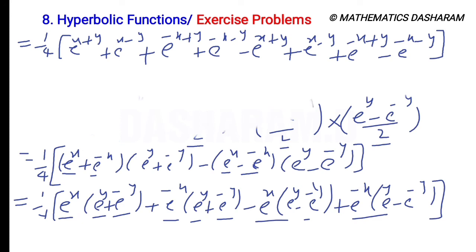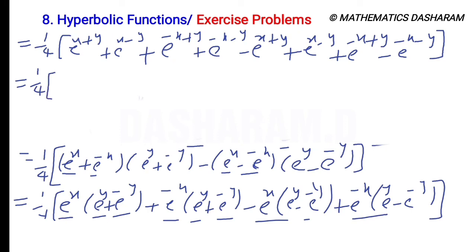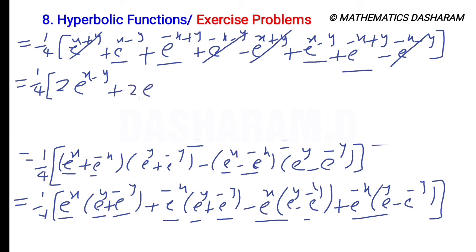So is there any cancellation? Observe: 1 by 4 into, e^(x+y) and e^(x+y), both are cancelled. Here e^(-x-y) and e^(-x-y) cancel. Now here e^(x-y) and e^(x-y) give 2 into e^(x-y), and e^(-x+y) and e^(-x+y) give 2 into e^(-x+y).